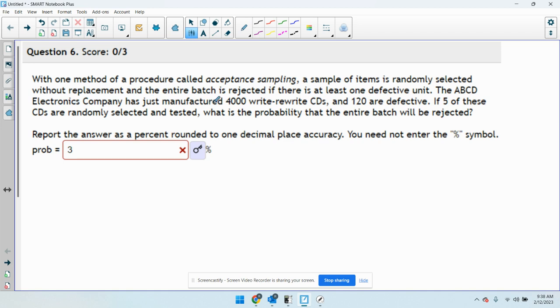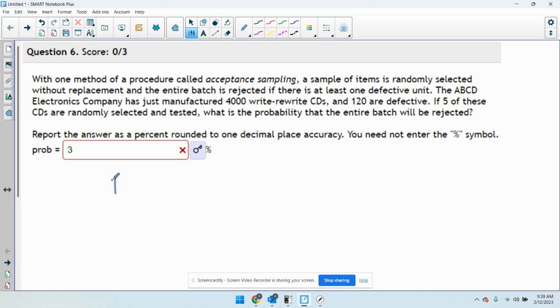The electrics company just manufactured 4,000 CDs. 120 of them are defective. If 5 of these CDs are randomly selected and tested, what is the probability the entire batch will be rejected? So we reject the entire batch if any of them are defective.